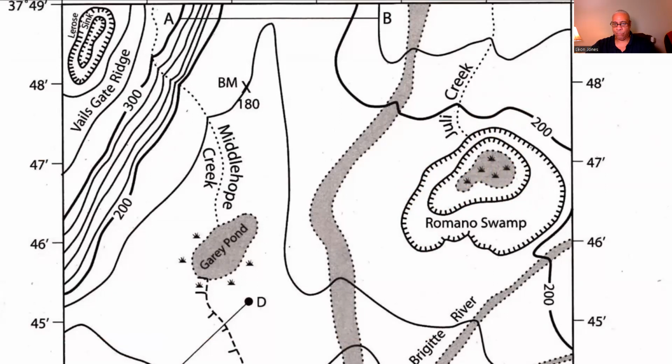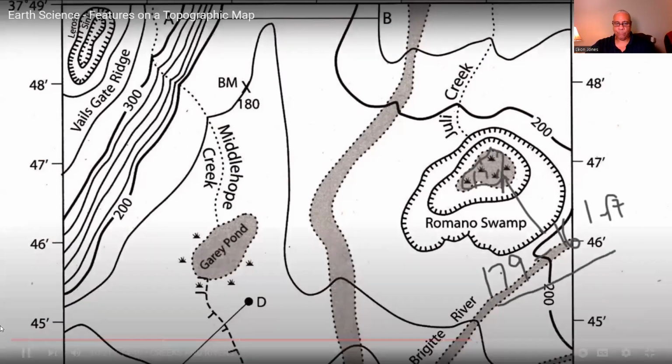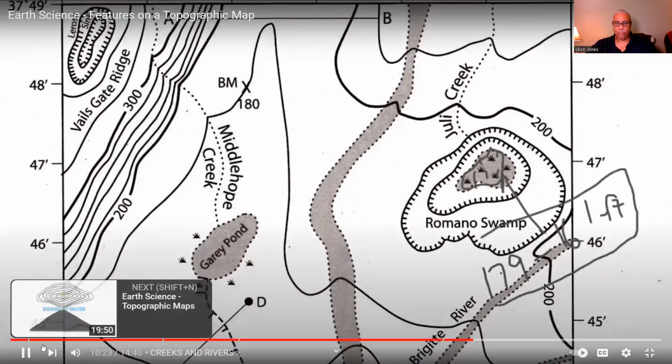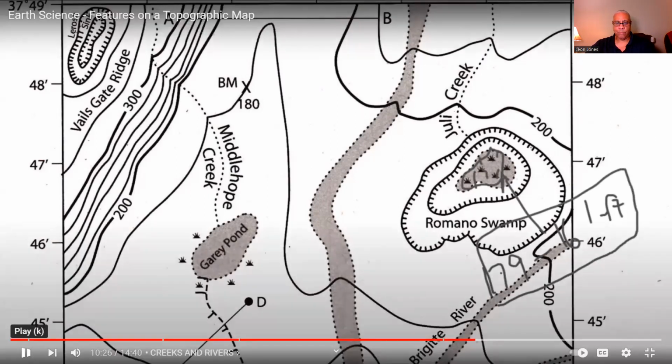The lowest I can go for this value is anything between 179, which is less than 180, all the way down to 161 feet. Because if I were to go to 160, I'd have to have a new depression contour line drawn. So if that was a question you were to be asked, it would have to be an answer within that range.